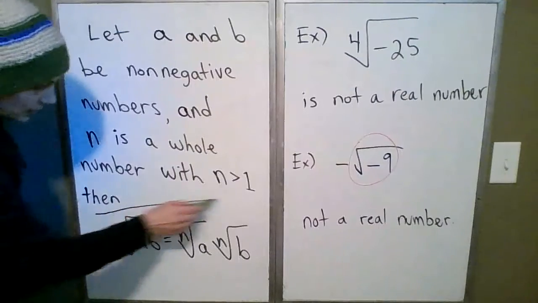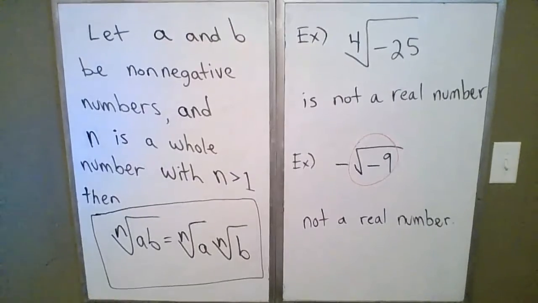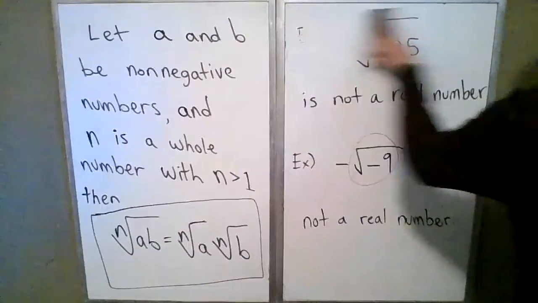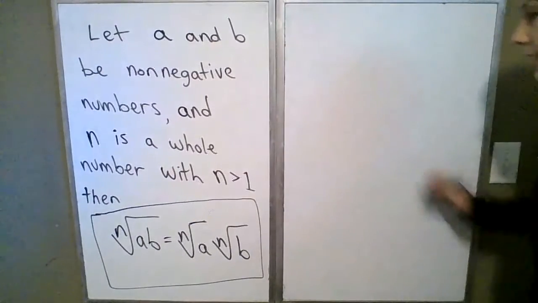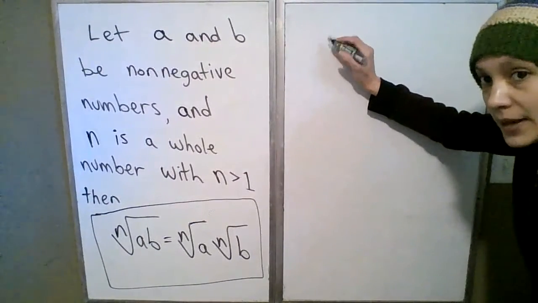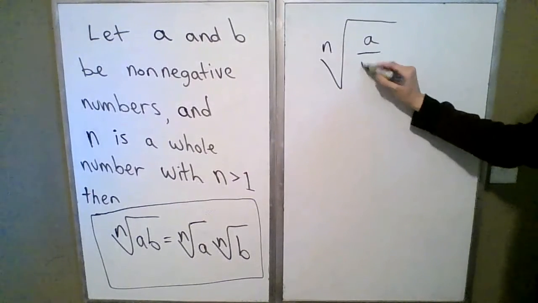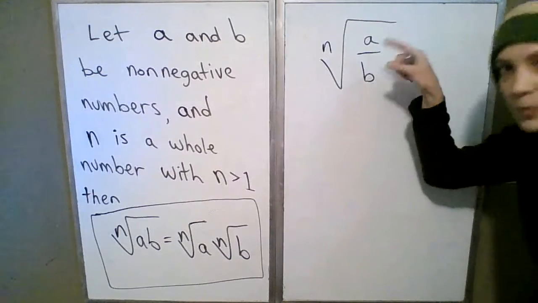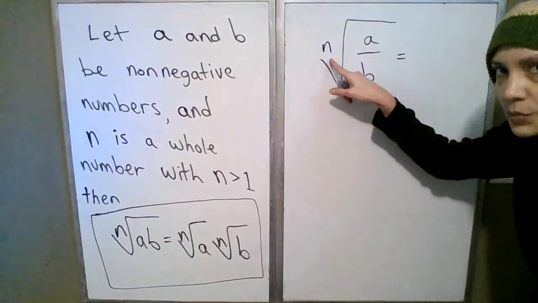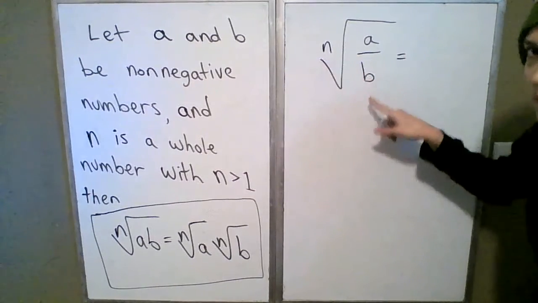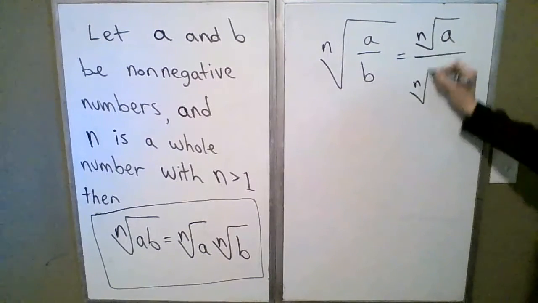That's one of them. The other one is to have an nth root of a divided by b. You can break it up into the nth root of a divided by the nth root of b. And again, make sure you keep this root in that little corner for both parts. So nth root a over nth root b.